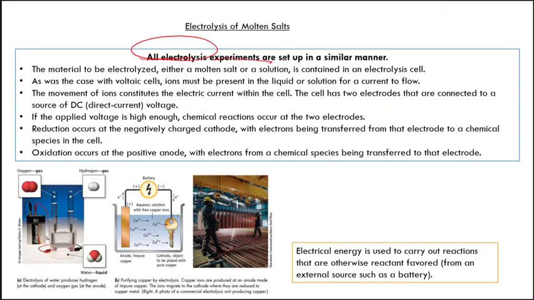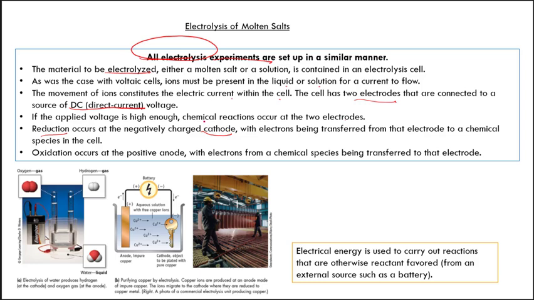All electrolysis experiments are set up in a similar manner. We have the material to be electrolyzed, either a molten salt or a solution, and it's contained in an electrolysis cell. As was the case with voltaic cells, ions must be present in the liquid or solution for a current to flow. The movement of ions constitutes the electric current within the cell. The cell has two electrodes that are connected to a source of direct current voltage. If the applied voltage is high enough, chemical reactions occur at the two electrodes.